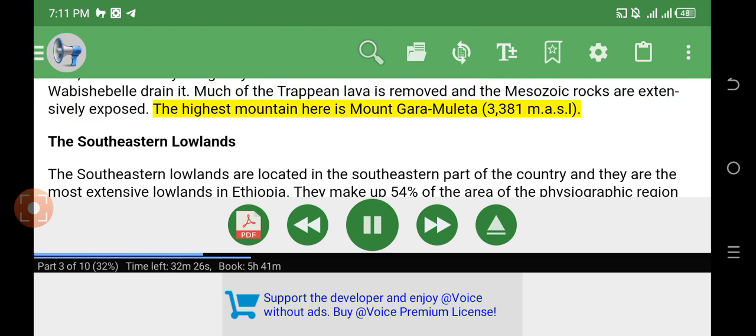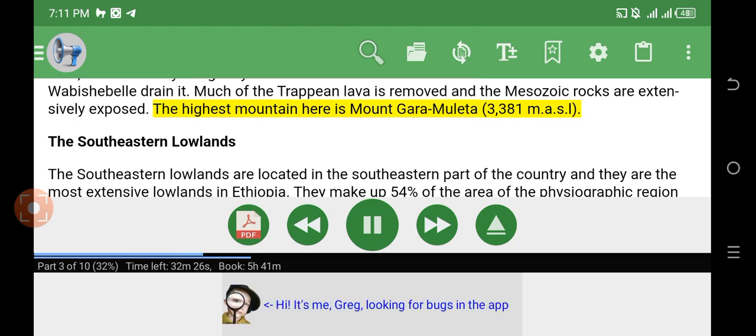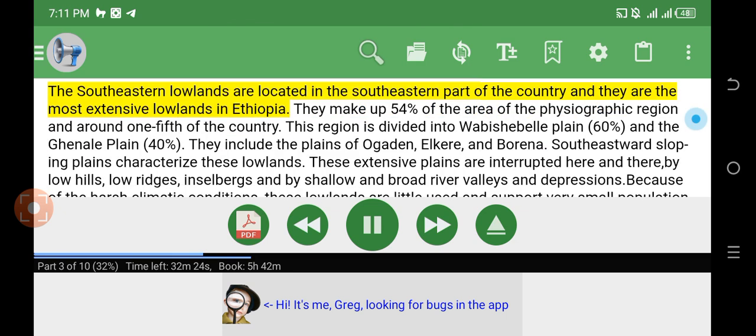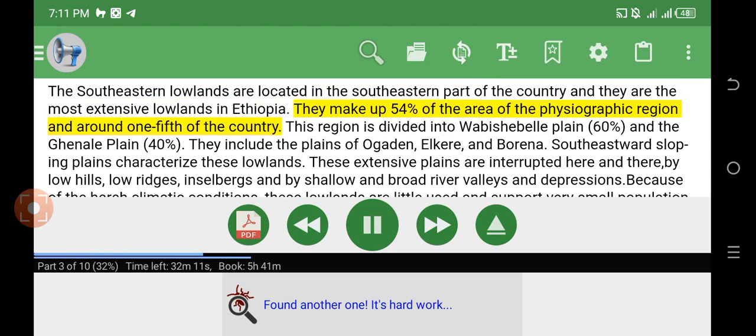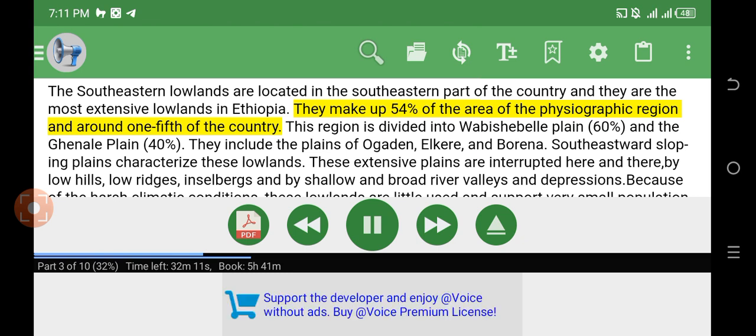C. The Southeastern Lowlands. Southeastern lowlands are located in the southeastern part of the country and they are the most extensive lowlands in Ethiopia. They make up 54% of the area of the physiographic region and around one-fifth of the country. This region is divided into Wabashabel Plain, 60%, and the Gainal Plain, 40%. They include the plains of Ogaden, Elker, and Barena.